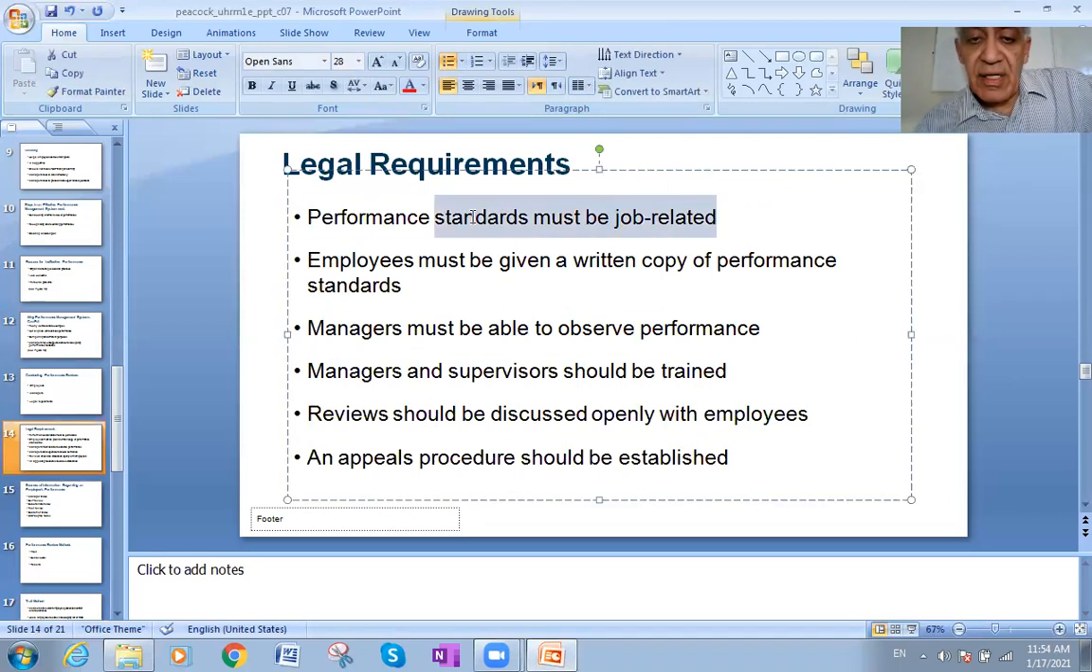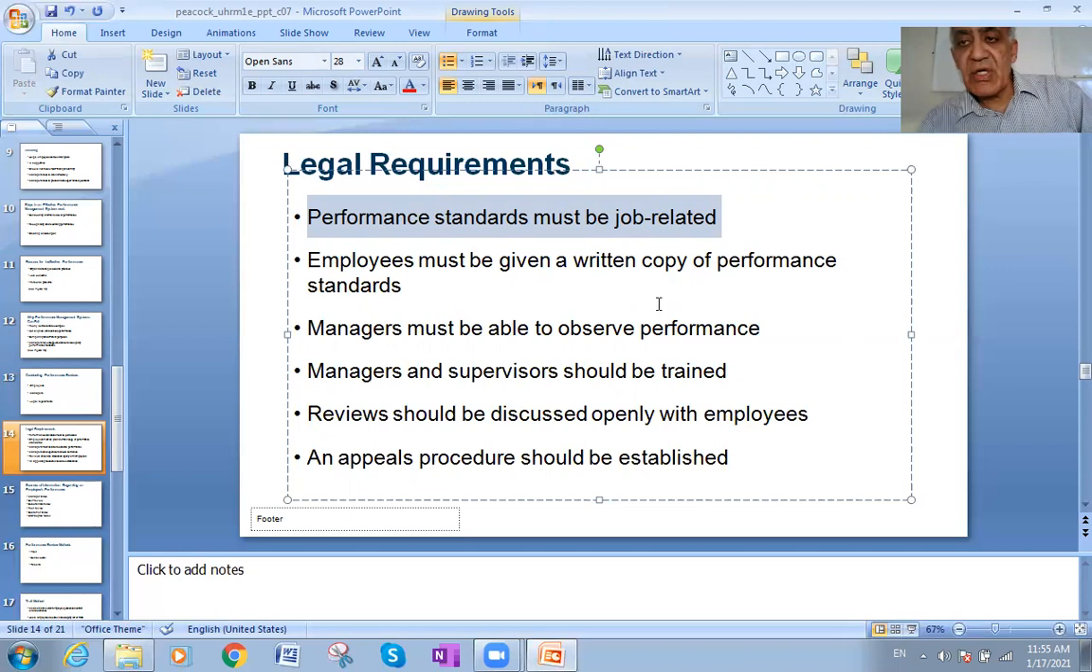The standards must be related to the job, not out of the job. Don't put standards that are very bad. As an example, don't tell me that instead of producing 8 cups, you will produce 100 cups for a shift. This is impossible. I can't do this. So the standards must be job related, matching with the job. Employees must be given a written copy of performance standards.